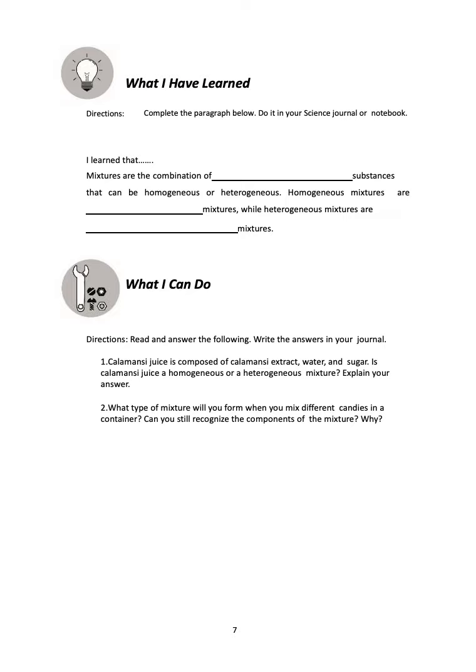Next, malapit na tayong matapos. What I have learned. Ano ba yung natutunan nyo sa araw na to, sa lesson na to? I learned that mixtures are the combination of blank substances that can be homogeneous or heterogeneous. Homogeneous mixtures are blank, while heterogeneous mixtures are blank. Paulit-ulit na yan. So, alam nyo na, I guess, yung heterogeneous and homogeneous mixtures.